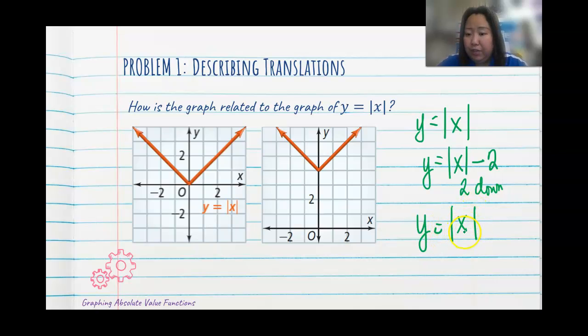So the absolute value of x, it went upwards. If going down is subtraction, then going up would be addition, all right? And we are moving by 4. And so we can say that this is going to be the equation of the graph on the right side, okay?